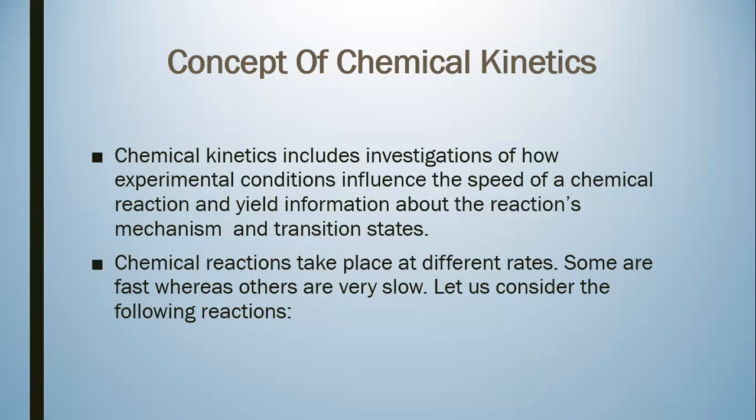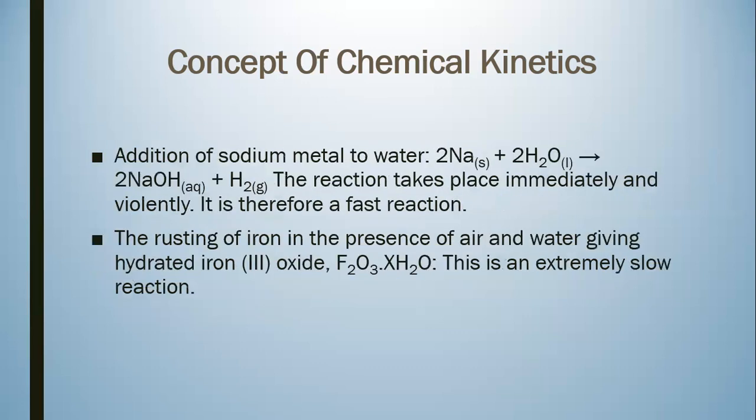Now, chemical reactions take place at different rates. Some of them are fast, whereas others are very slow. Let us consider the following reactions. Take an example, addition of sodium metal to water. As you can see in the reaction, the reaction takes place immediately and violently. It is very rapid, and therefore this kind of reaction is a fast reaction.